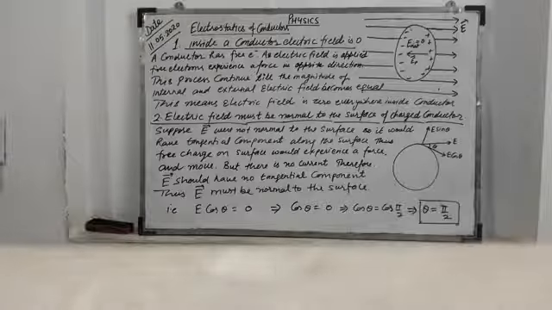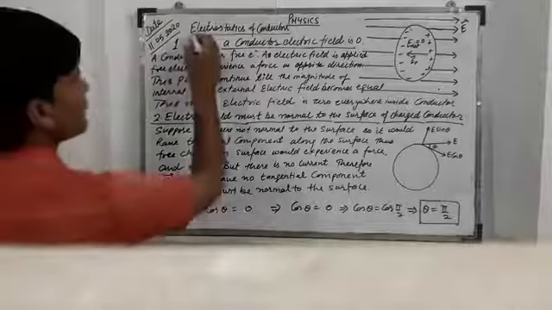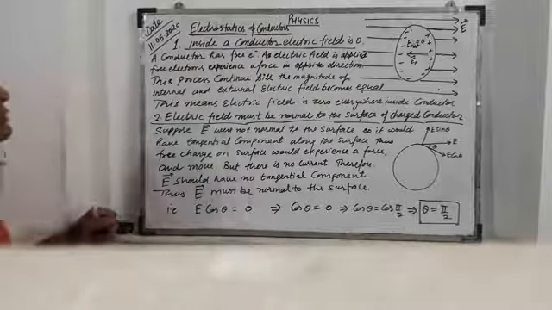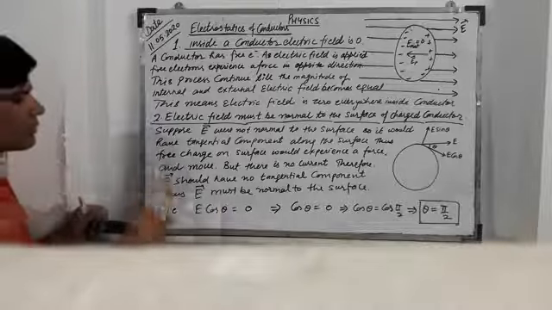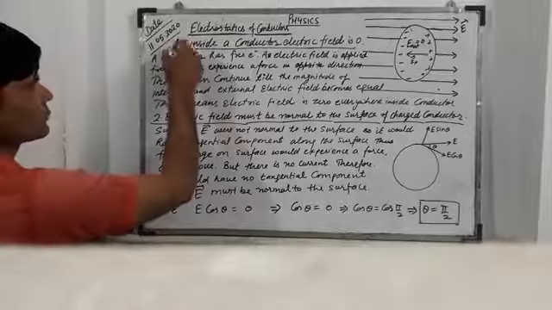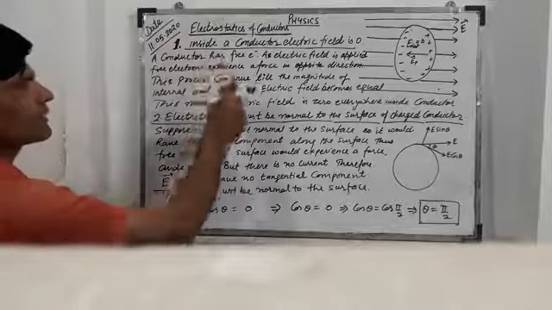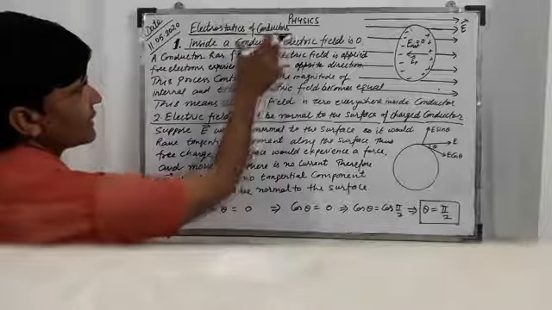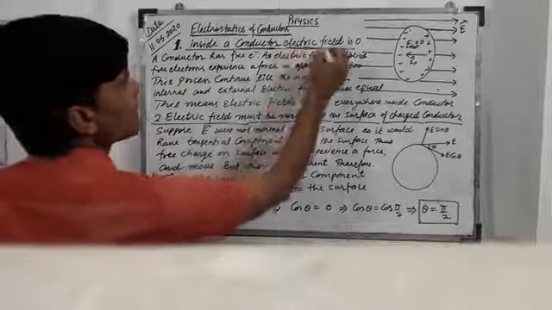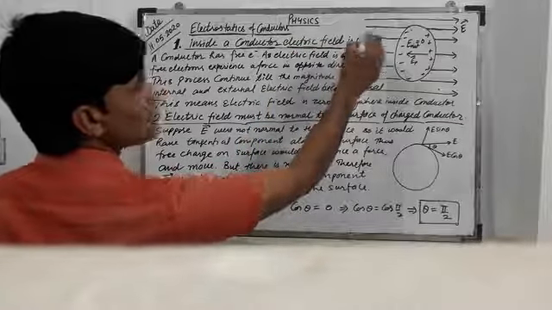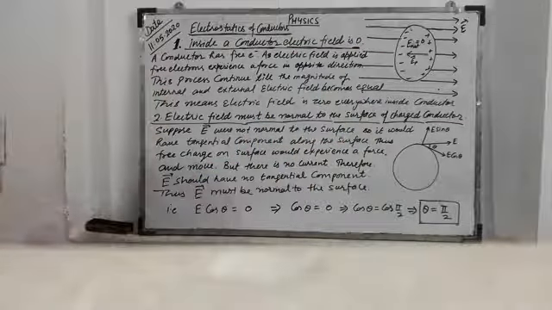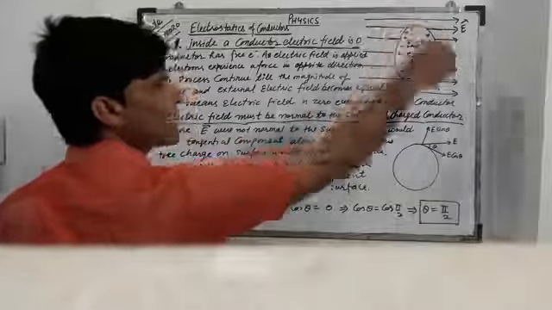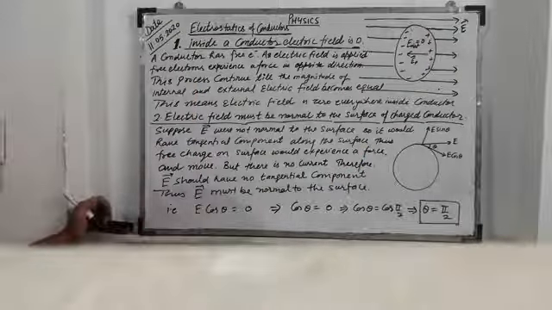Now a new topic: electrostatics of conductors. This has a number of points. The first point is that inside a conductor, the electric field is zero. For this we are taking the help of this diagram.